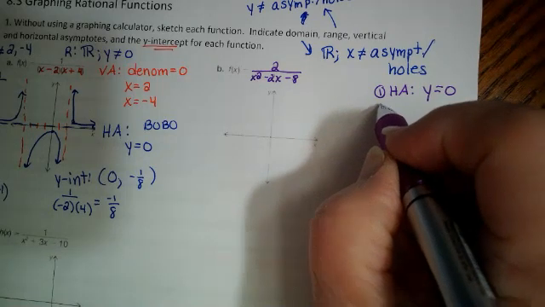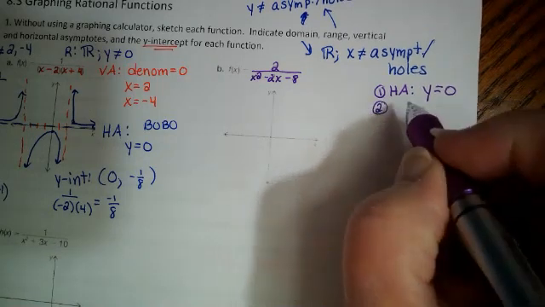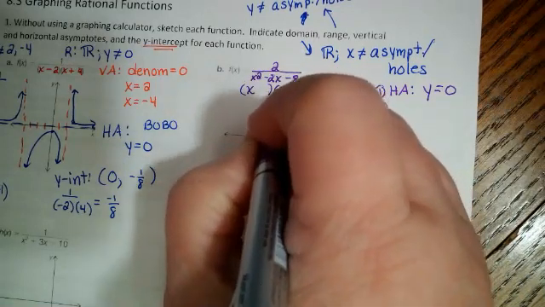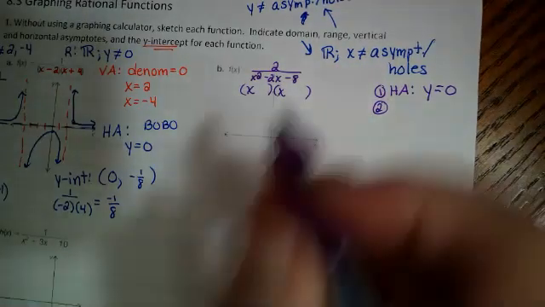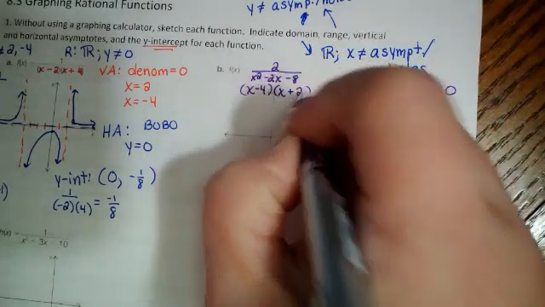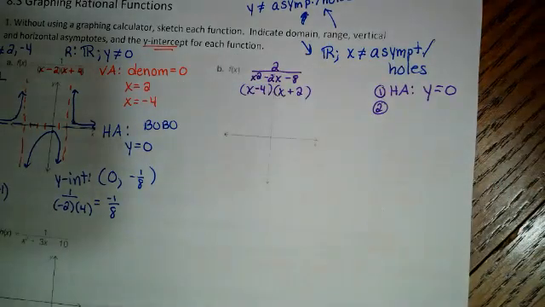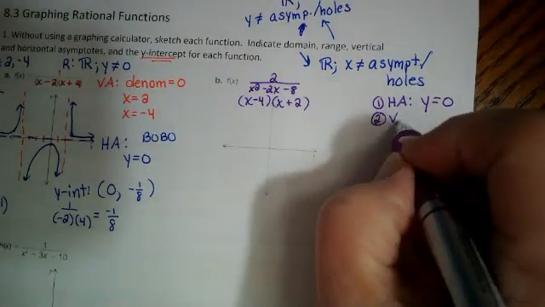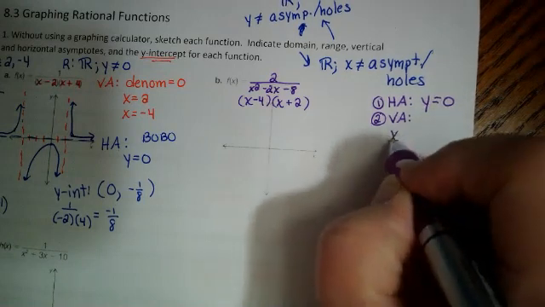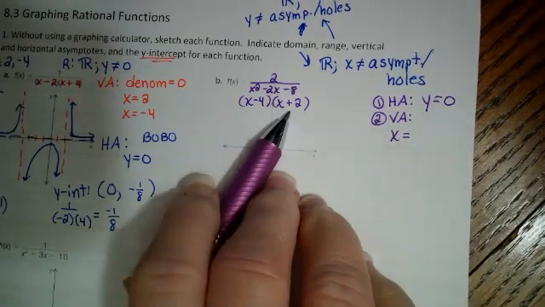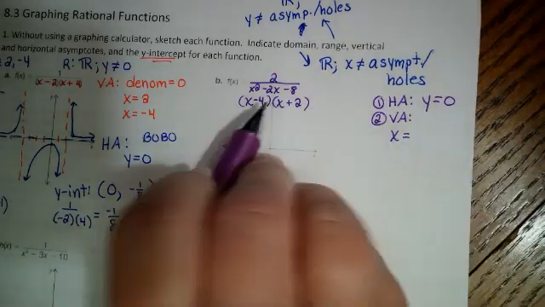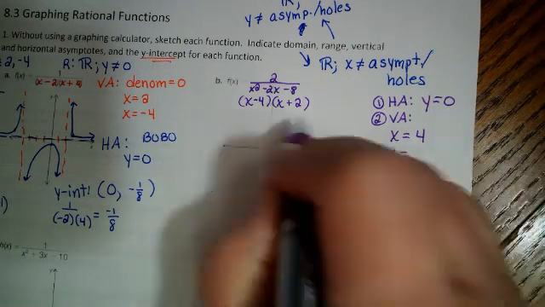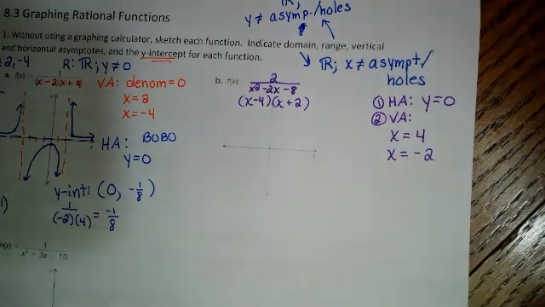To get my next step, I need to factor. So we're going to factor our denominator here. What are factors of negative 8 that add up to negative 2? I think that's negative 4 and plus 2. So we've still not encountered holes. That'll be a different time. But we can tell the vertical asymptotes once we've factored. Well, now I know a vertical asymptote is whatever makes the denominator equal 0. So x minus 4 would equal 0 at x equals 4. And x plus 2 would equal 0 at negative 2.